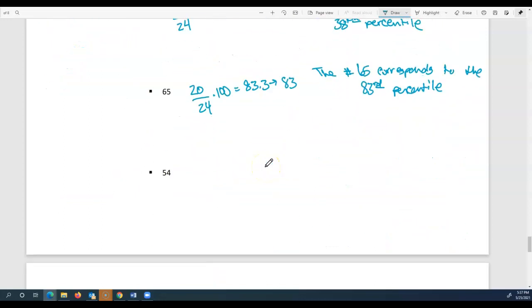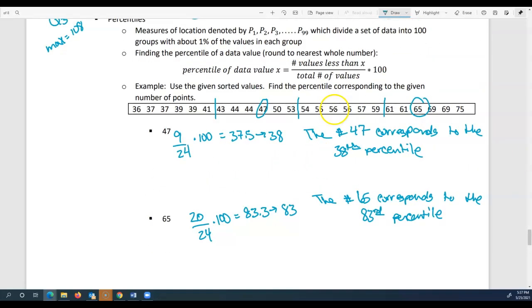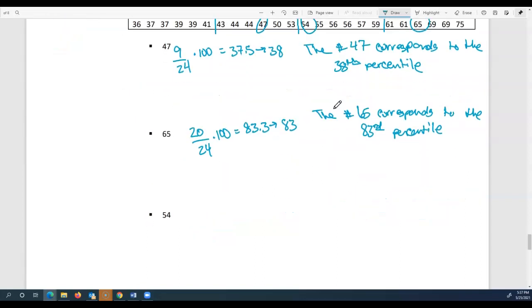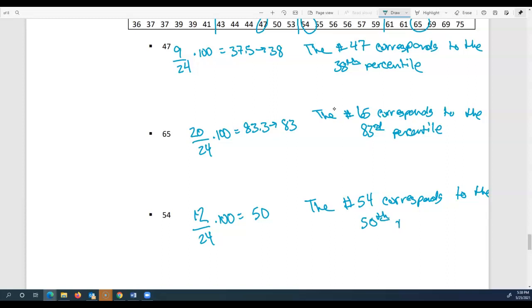And then we can do 54 the same way. So take a minute, pause the video, try that, figure out what the percentile would be. So here's our number 54. We have 12 values that are below that number out of 24 times 100. That ends up being 50. So the number 54 corresponds to the 50th percentile.